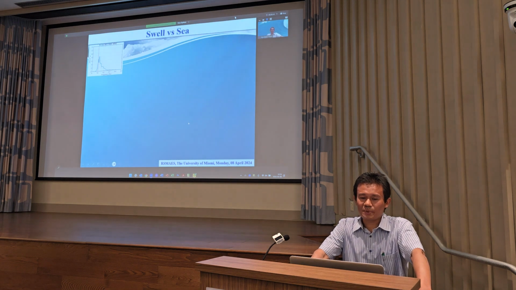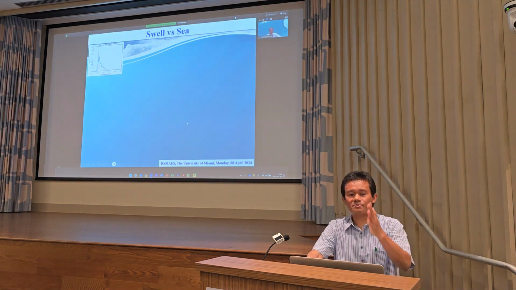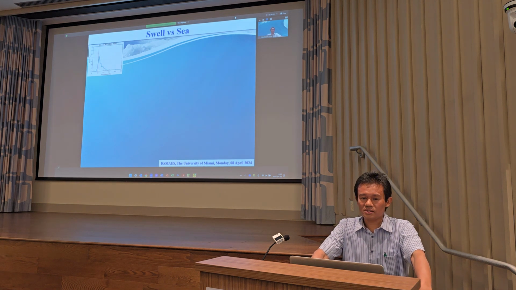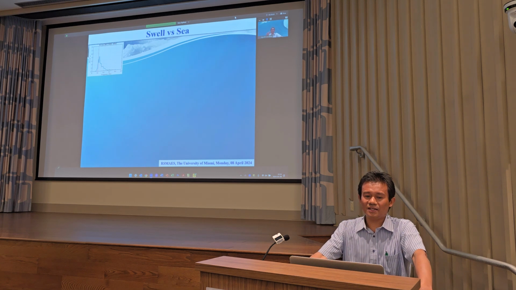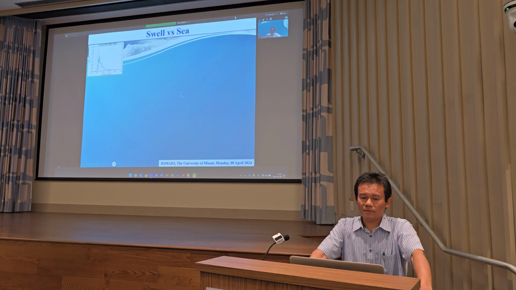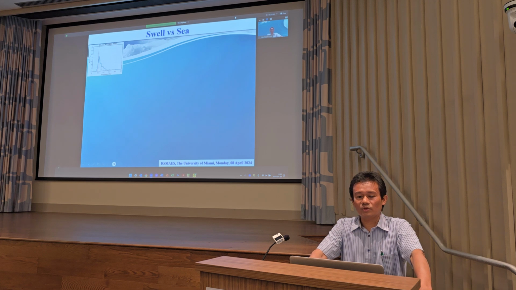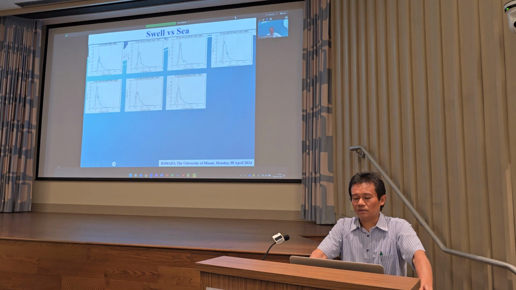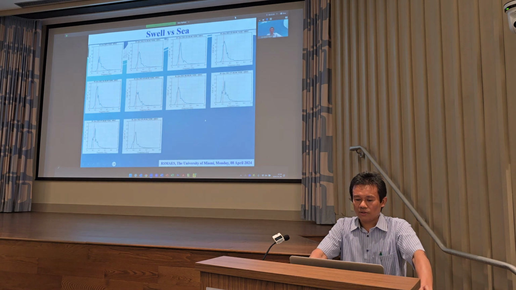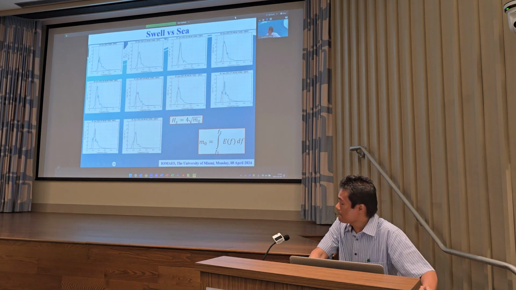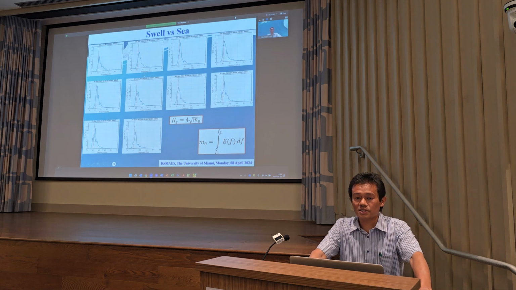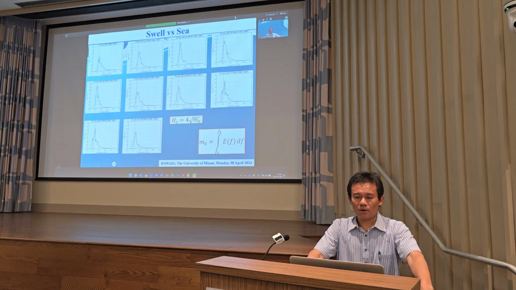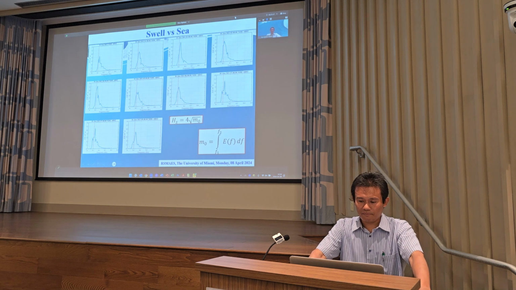And then we look at the spectrum. We calculate the total energy of the spectrum which is less than 0.1 Hertz, and then we also calculate the total energy of the spectrum which is greater than 0.1 Hertz. Then we convert the total energy to the significant wave height using this formula. We calculate all of these things from the spectrum every hour, at each time step.